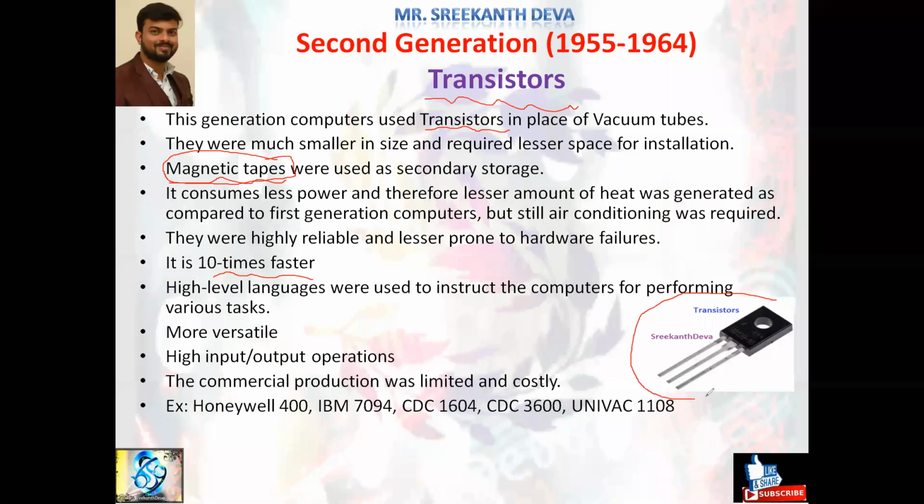See, the commercial production of second generation computers was limited and costly. See, these are all the major points involved in the second generation computers. Here you need to remember transistors are used in the place of vacuum tubes. In the first generation computers, magnetic drums were used, but in the second generation computers, magnetic tapes are used for what? Secondary storage devices. It is faster compared to first generation computers, and smaller in size.